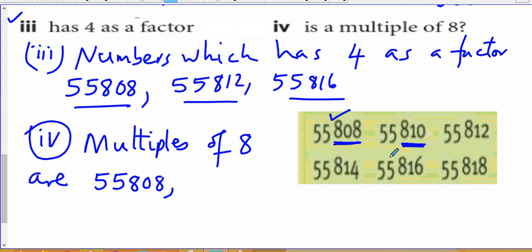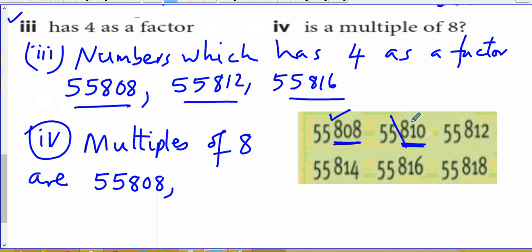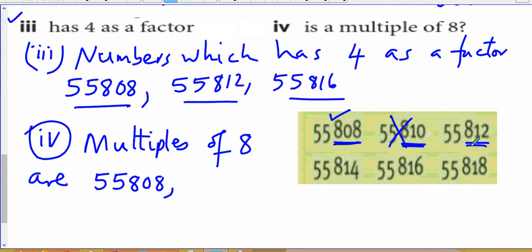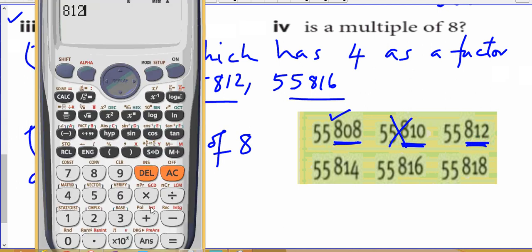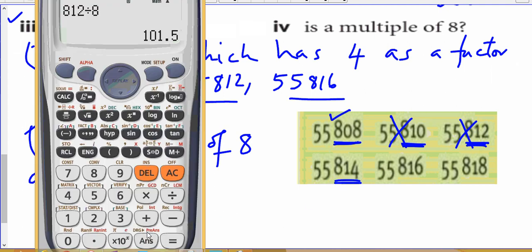Next, look at the last three digits. Do they make a number which is divisible by 8? Let us check using a calculator. 810 divided by 8. Do we get a whole number? No, getting a decimal. So because of that, this is not a multiple of 8. How about this number, 812? 812 divided by 8, do we get a whole number? Nope, we are getting a decimal. So cancel that.